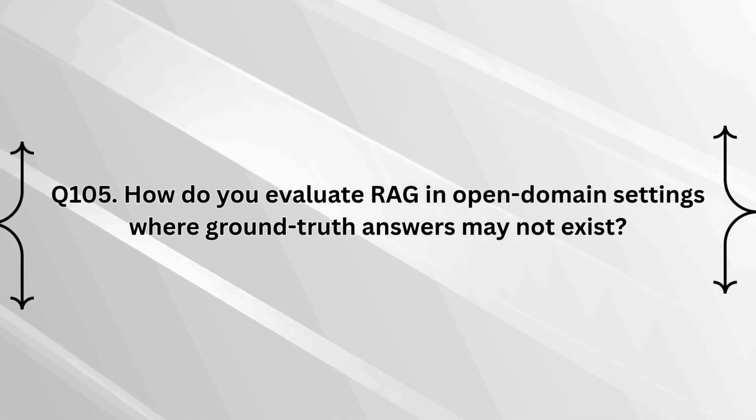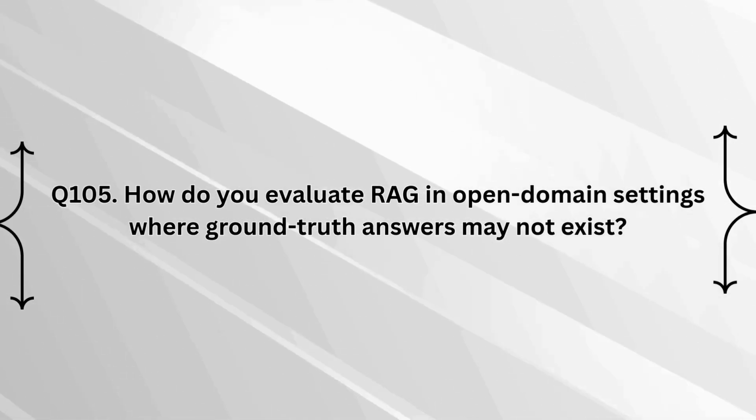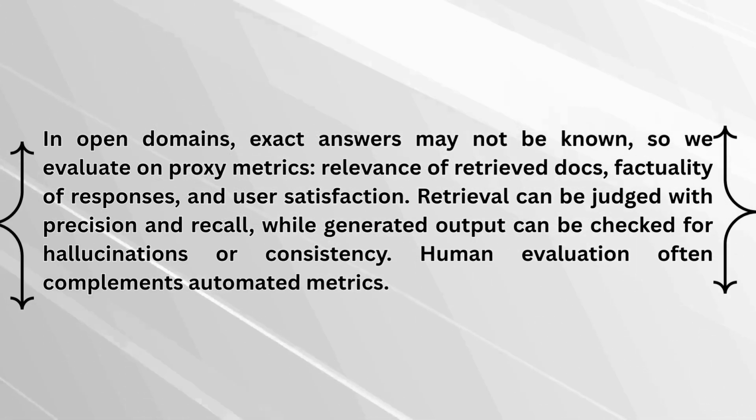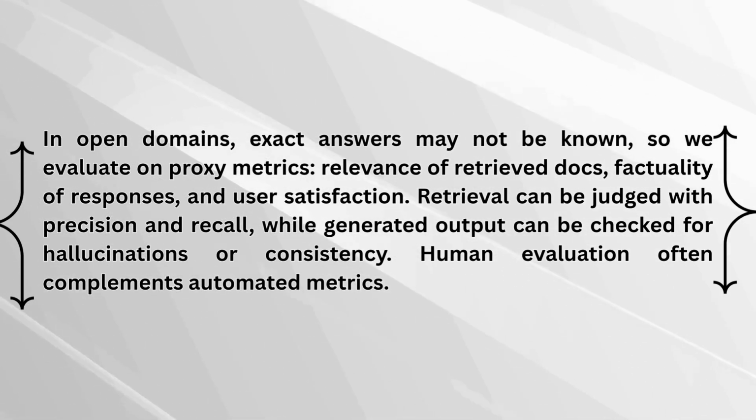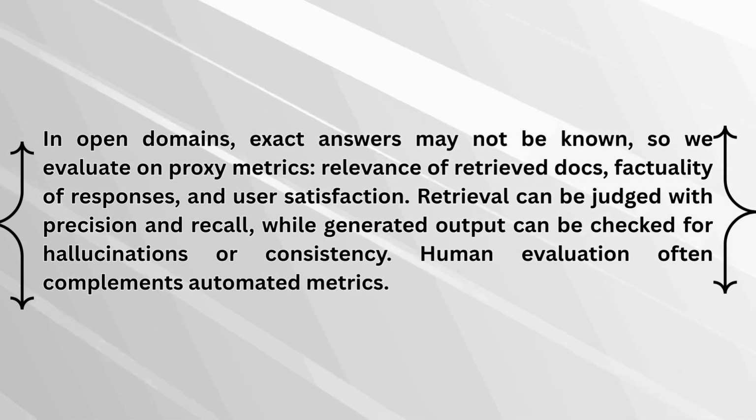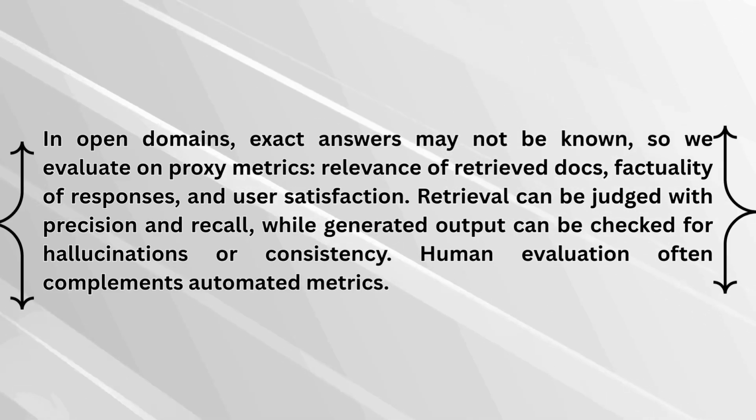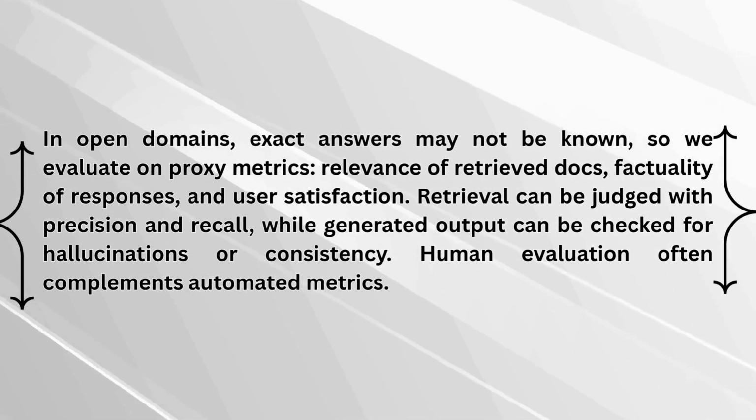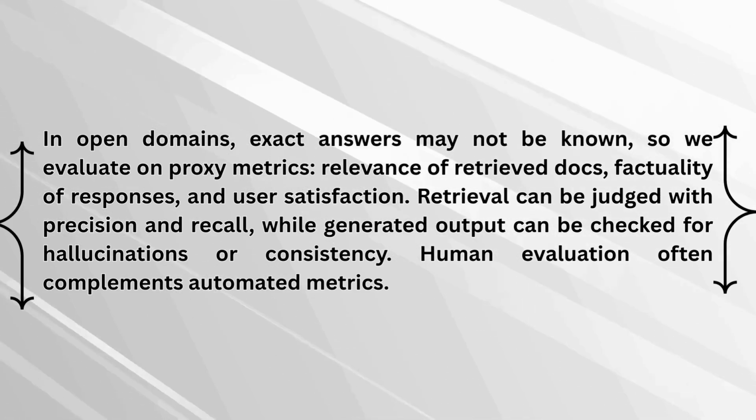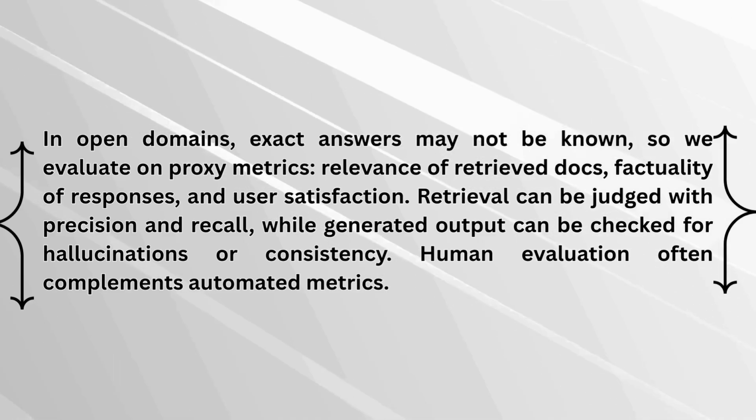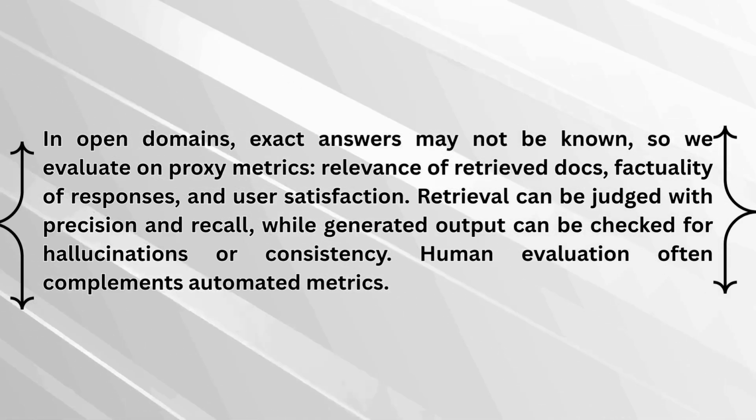How do you evaluate RAG in open domain settings where ground truth answers may not exist? In open domains, exact answers may not be known, so we evaluate on proxy metrics: relevance of retrieved docs, factuality of responses, and user satisfaction. Retrieval can be judged with precision and recall, while generated output can be checked for hallucinations or consistency. Human evaluation often complements automated metrics.